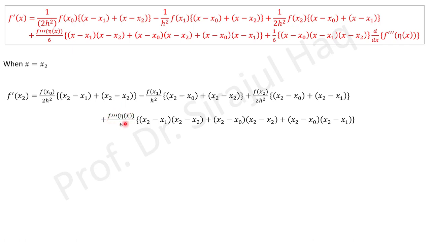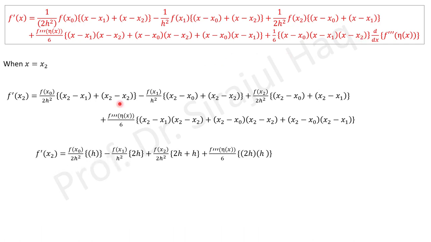But we will be talking about the absolute value of this term: x2 minus x1, x2 minus x2, x2 minus x0, x2 minus x2, x2 minus x0, and x2 minus x1. And of course, this term will become zero because of x2 minus x2. Let's simplify it. x2 minus x1 is h. This will be zero. x2 minus x0 is 2h. This will be 0. x2 minus x0 is 2h. x2 minus x1 is h. This is 0 because of this term.